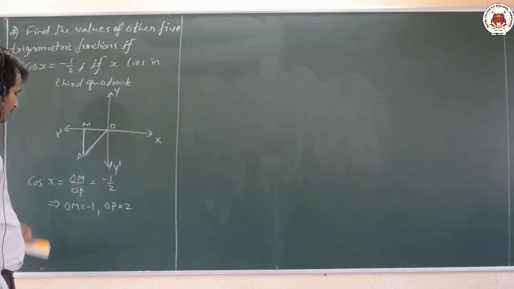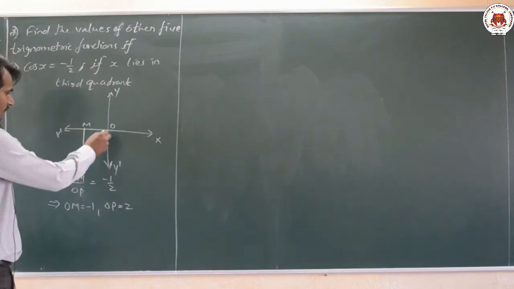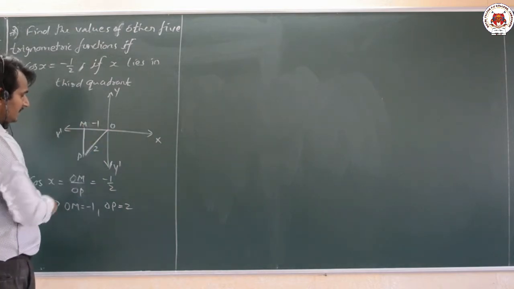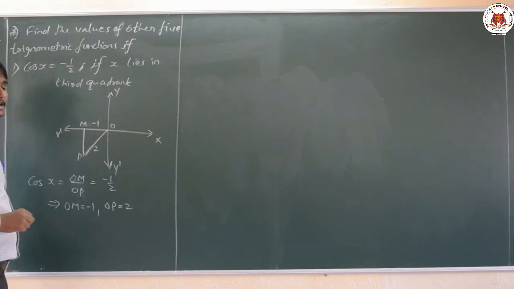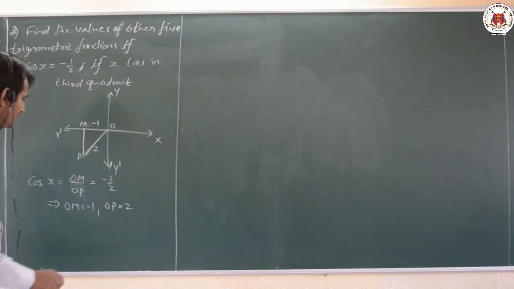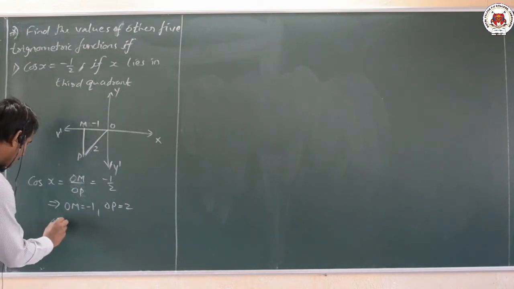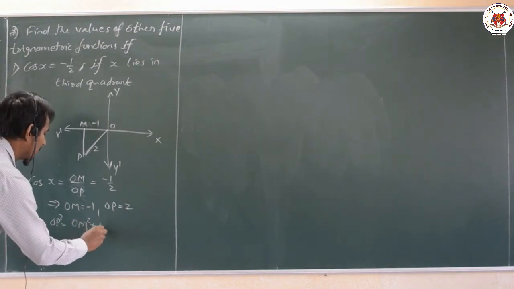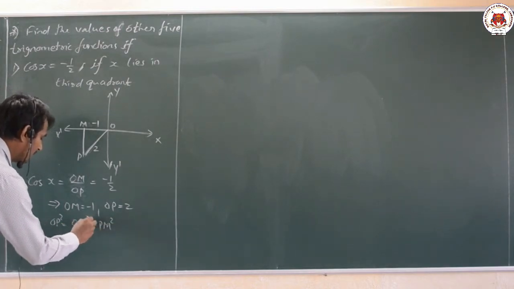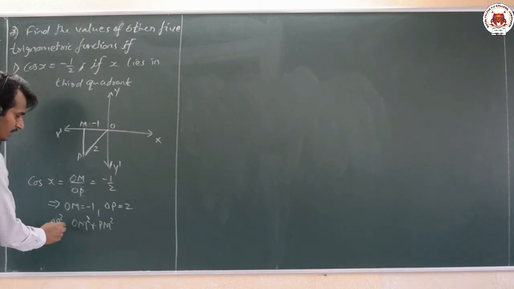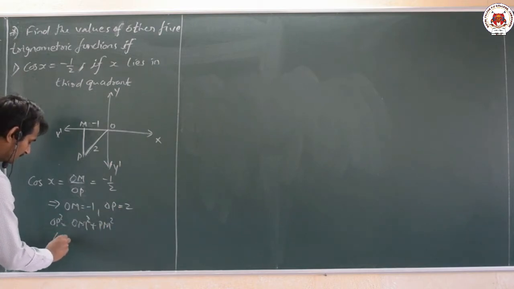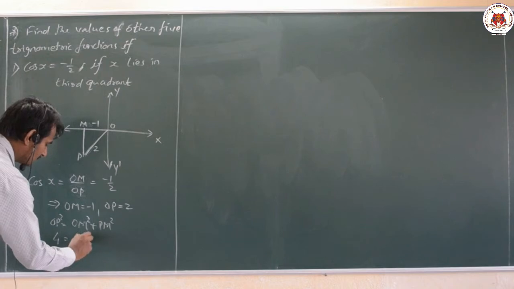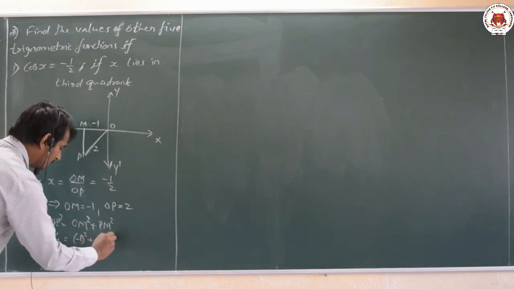That is nothing but cos x. Now we got OP, the value is 2. OM value is minus 1. Now you require to find the MP value by making use of Pythagoras theorem. OP square is equal to OM square plus PM square. What is the value for OP square? That is 4, equal to OM square, which is minus 1 square, plus PM square.